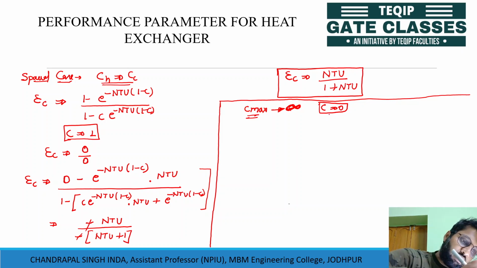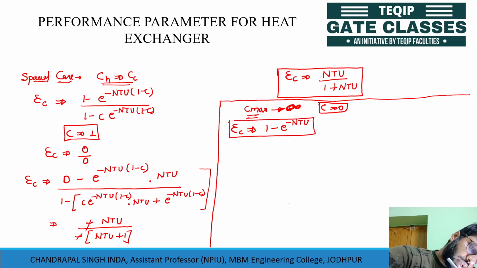So first we put the value of C equal to 0 in the effectiveness term of the counterflow heat exchanger. Then the effectiveness will be equal to 1 minus e to the power minus NTU, and if we put C equal to 0 in the parallel flow heat exchanger, we will have 1 minus e to the power minus NTU. So the effectiveness in both cases is going to be the same, whether the flow is parallel flow or counterflow.